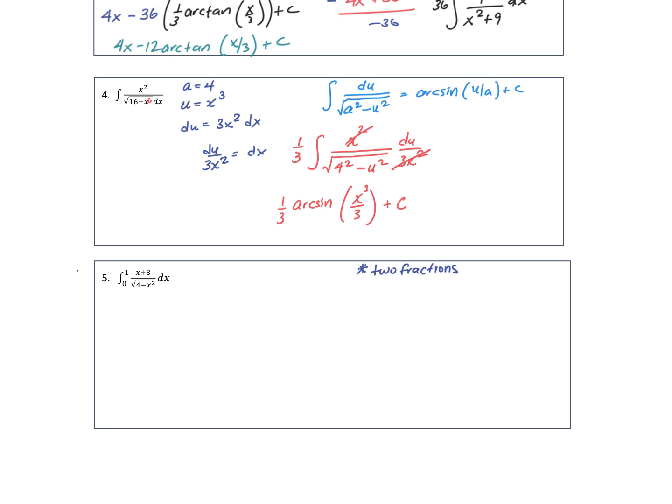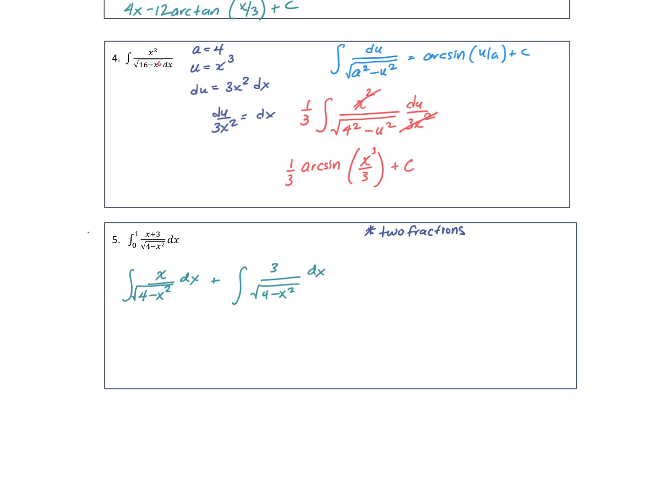So let's go ahead and do that. This one, we're going to separate into two fractions. So I'm going to say x over 4 minus x squared dx, and then plus 3 over 4 minus x squared dx. You can separate a fraction when it's over one denominator. You can't do it the other way. If you have two things on top, one thing on the bottom, you could put it as two separate fractions. So the one on the left is a u sub.